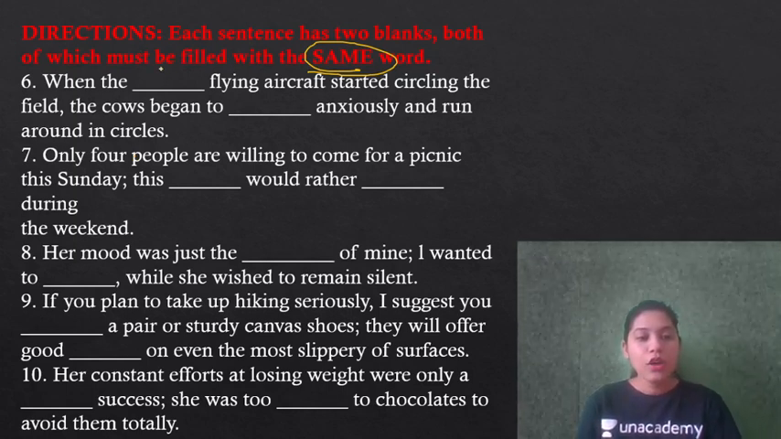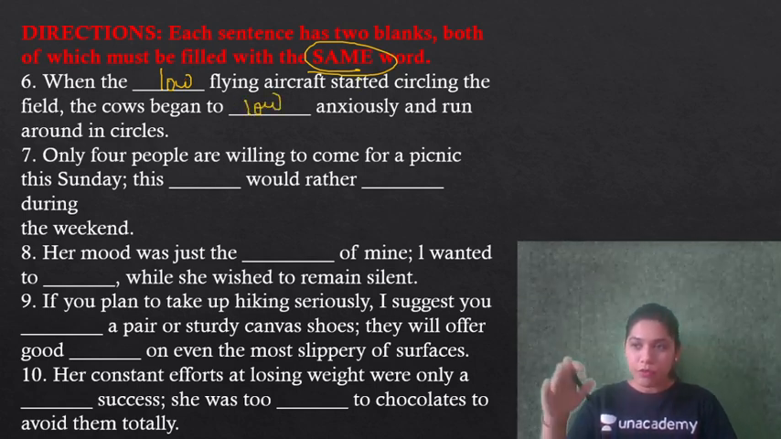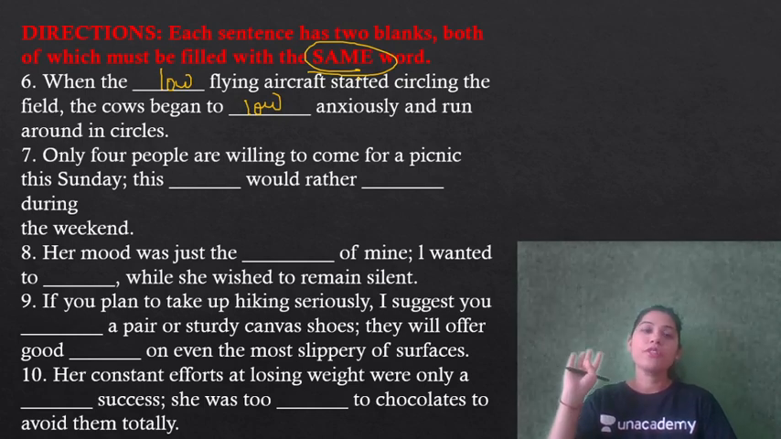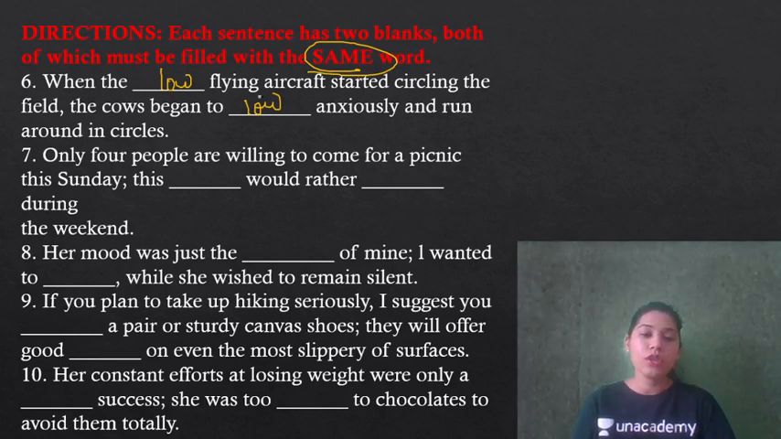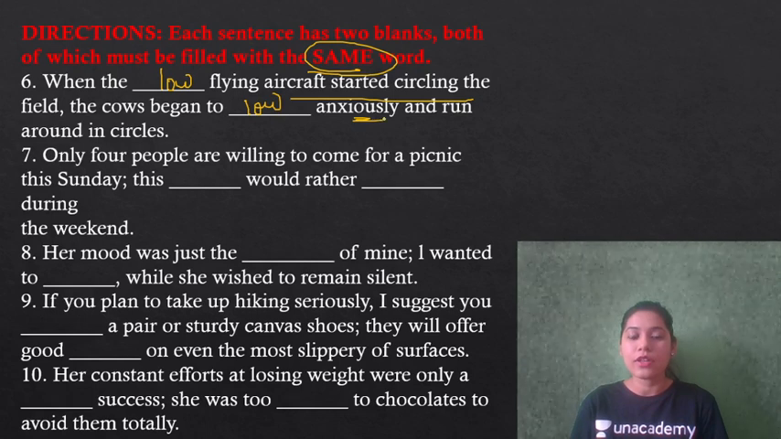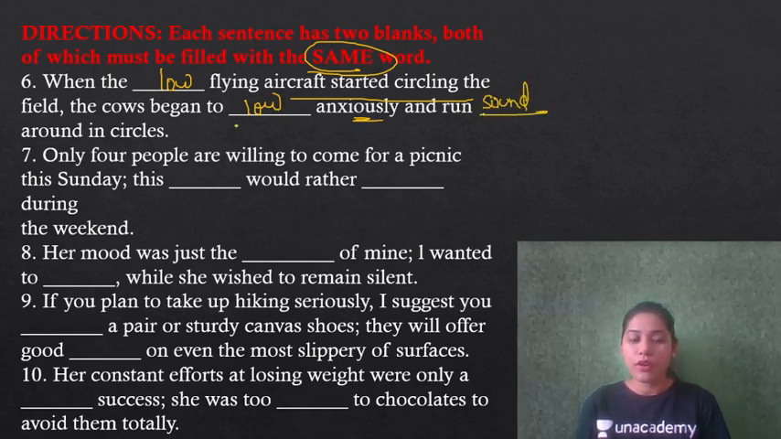So when the low flying aircraft, low is of course low. The aircraft is not flying above in the sky. It is very low, near to the ground. So that's why cows began to low anxiously and run around in circles. That means their sound is very anxious. Like they're scared now. So sound is what this low refers to.